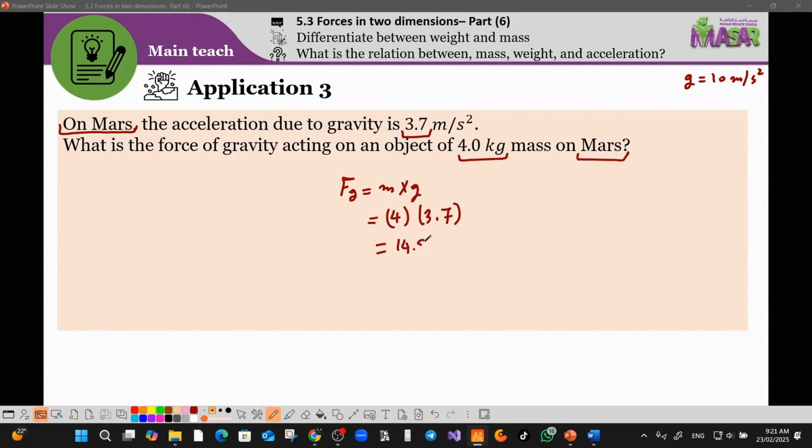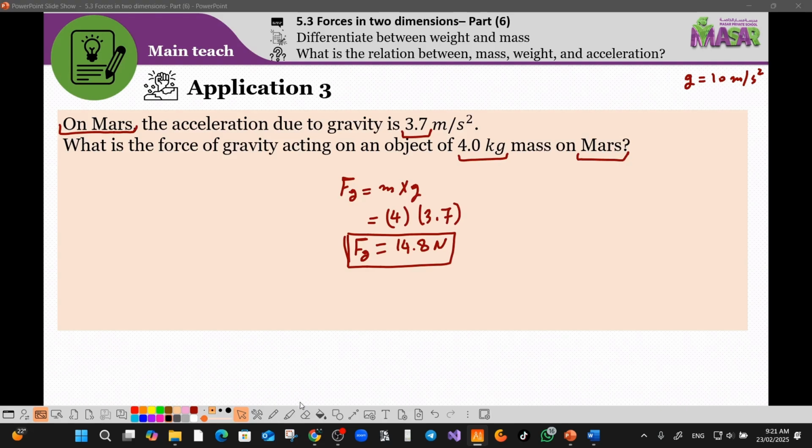14.8 Newton. In the previous example, for the 4 kilogram, we found that the force of gravity on Earth to be equal to 40 Newton. Now it's much less, and this is due to what? Due to the change in the acceleration due to gravity. Now it's less. This is why we got less force of gravity.